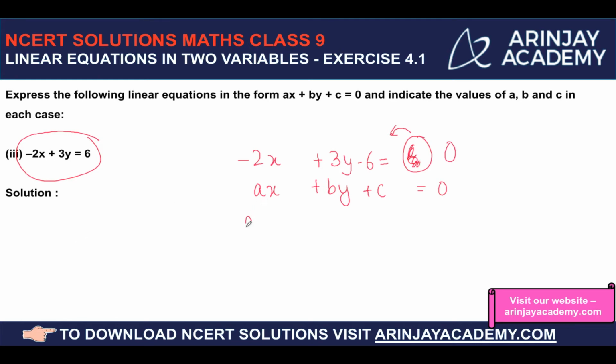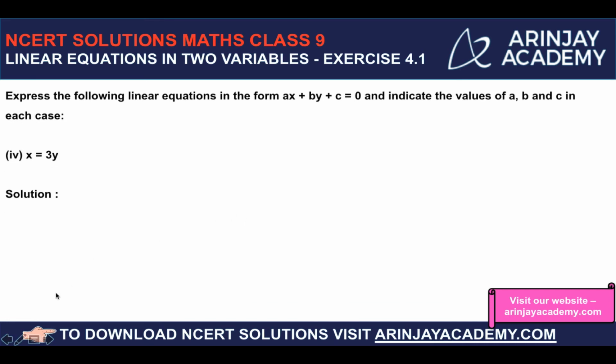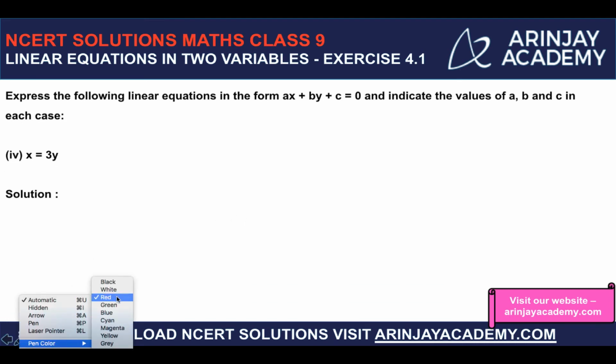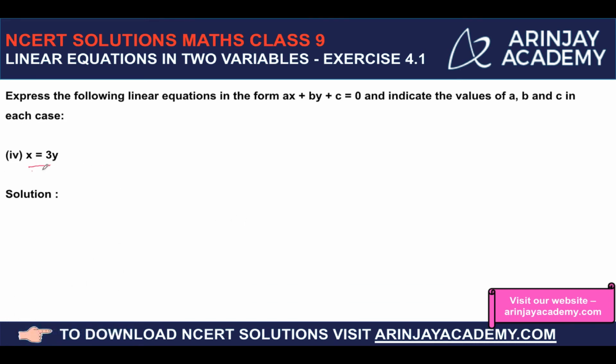And when I compare this, what is the value of a I get over here? It is minus 2. The value of b is plus 3 and the value of c is minus 6. That was pretty simple. Nothing to worry about here. Let's look at the next question. The next question again is x is equal to 3y. Now incidentally, in this question, all you have on one side is x is equal to 3y.